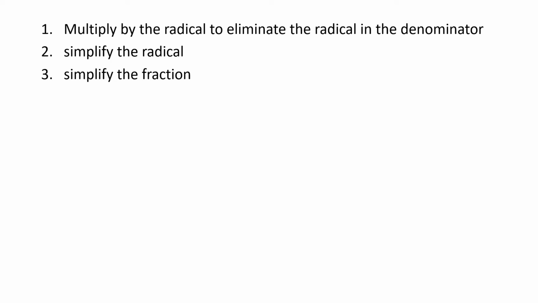Your first step is going to be to multiply by the radical in the denominator in order to eliminate the radical in the denominator. Then you're going to simplify that radical. Then you're going to simplify the fractions. Let's do a couple more of these so you can see those steps kind of in action. So let's do another one of these.